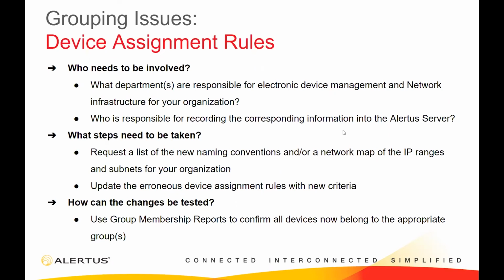Just request a list of these changes. What is the new naming conventions? What are the new network maps and IP ranges? Just get the inside scoop and then reflect those changes in your rules. Mazel tov, all done. Once you have these changes applied, just open up your group membership reports and you can confirm that your devices are now in the places they belong.